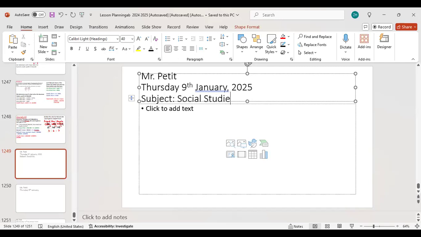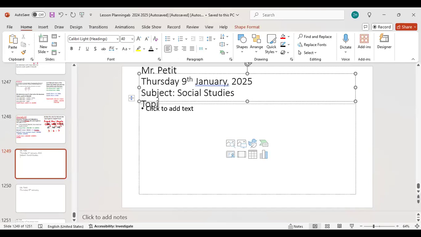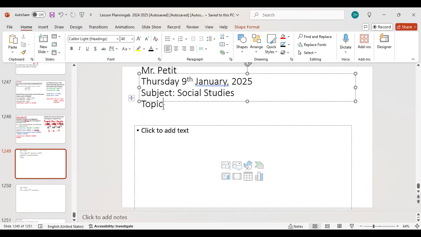Social studies. All right, we're going to be looking at proprietary government.